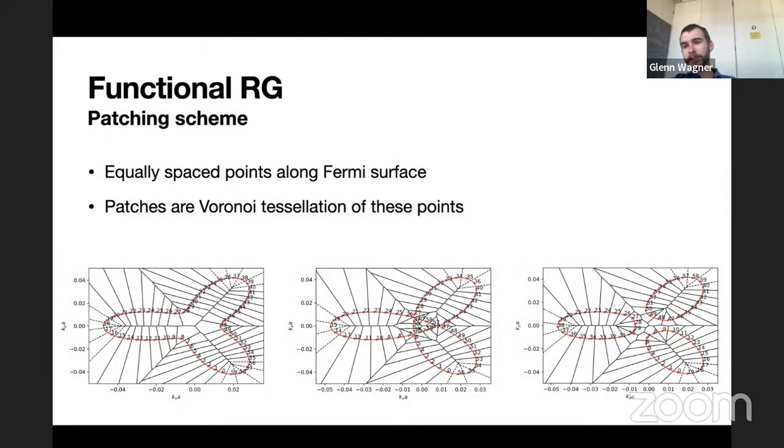Okay, and the next thing is, and this is sort of for the experts, the way we do this procedure is by dividing the Fermi surface into different patches and computing the 4-point vertex with different patch momenta as the arguments of the 4-point vertex. So this is the way that these FRG procedures are usually done. So we compute the Fermi surface from the band structure. We compute this sort of tessellation of the Fermi surface, and then we compute the 4-point vertex on these Fermi surface points, and then let the RG flow.